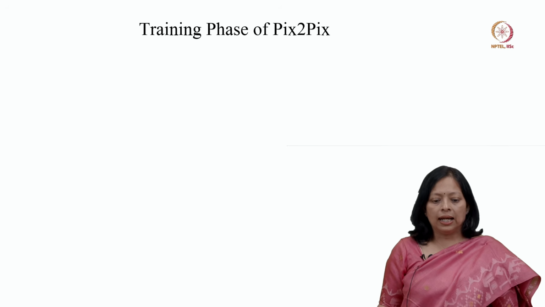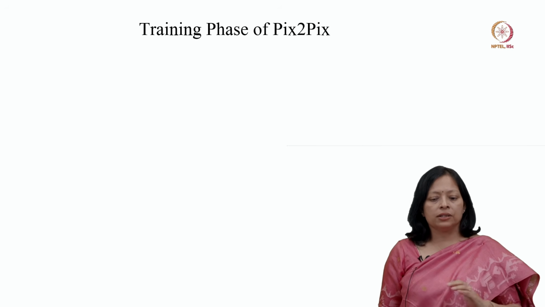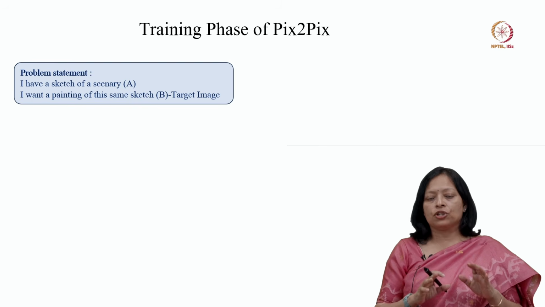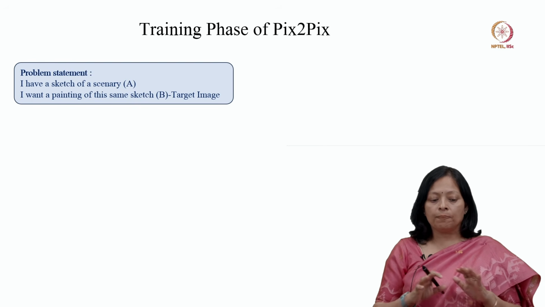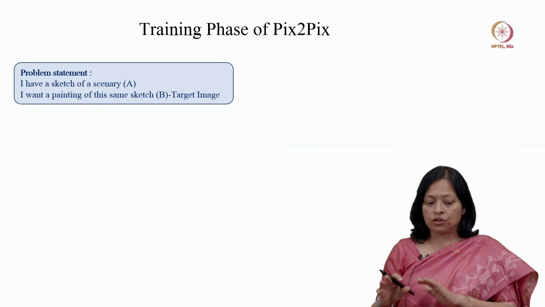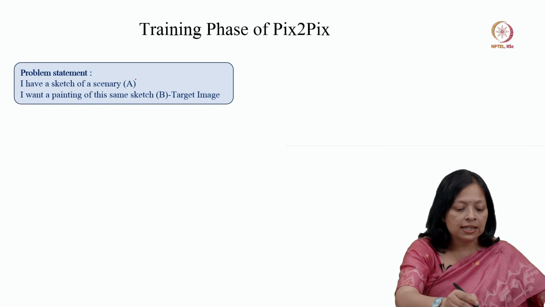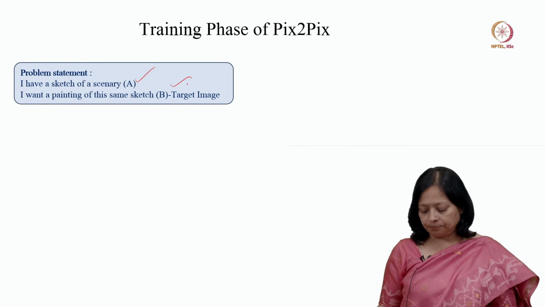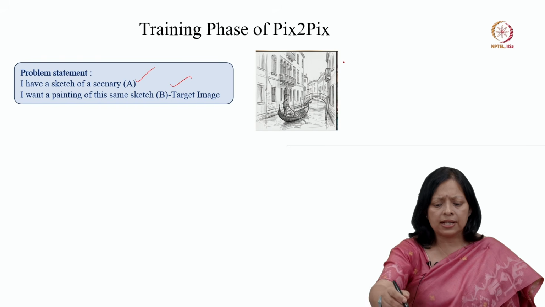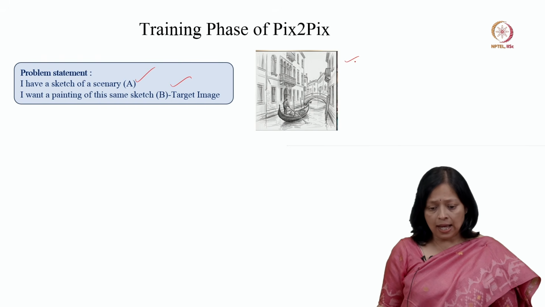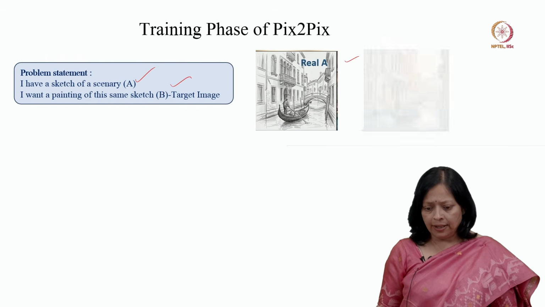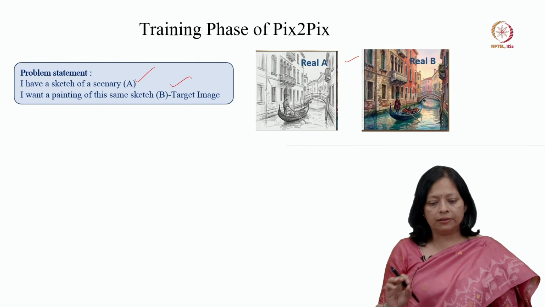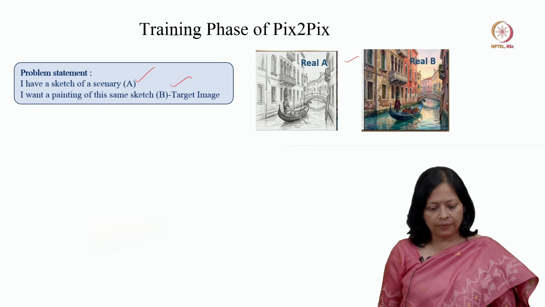Okay. Now, we will have a look at how the training of the Pix2Pix GAN happens. Suppose I have a sketch of a scenery and I want a painting of the same sketch, which is my target image. So, the sketch of the scenery is A and the painting is B. This sketch we call real A, and this target, which is the painting, is my real B. Okay. So, real A and real B.